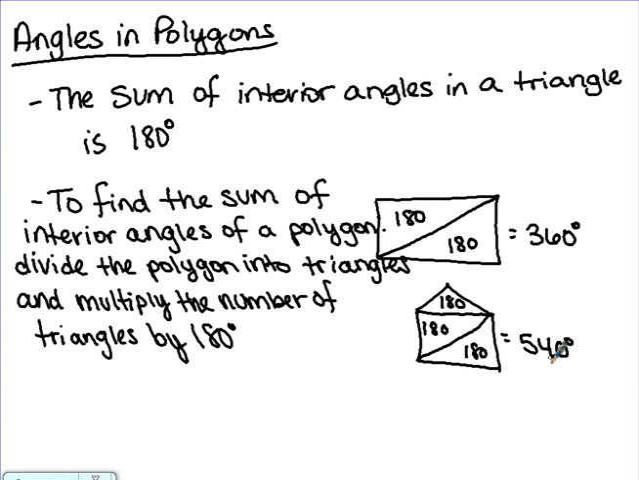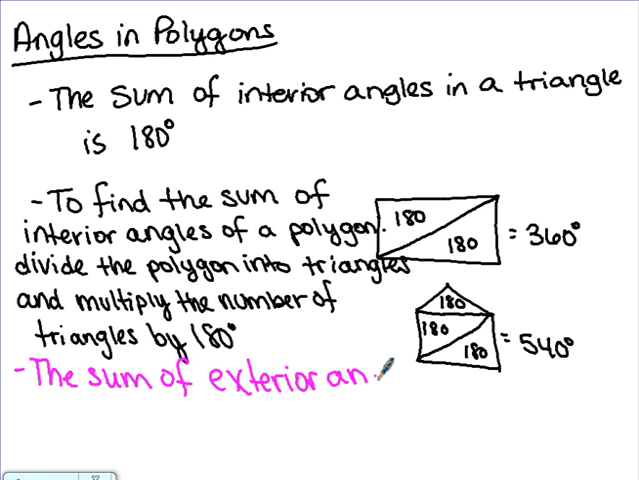To find the exterior angles of a polygon, this is true for any polygon. The sum of exterior angles of any polygon is 360 degrees. So it doesn't matter if it's a quadrilateral, if it's a pentagon, if it's a dodecagon, the sum of exterior angles, that's angles outside the shape, is 360 degrees.